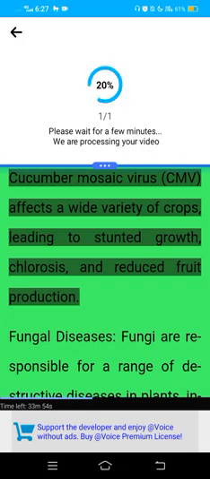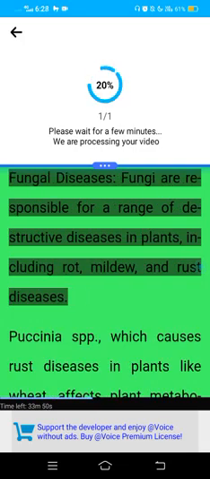Cucumber mosaic virus (CMV) affects a wide variety of crops, leading to stunted growth, chlorosis, and reduced fruit production. Fungal diseases. Fungi are responsible for a range of destructive diseases in plants, including rot, mildew, and rust diseases.